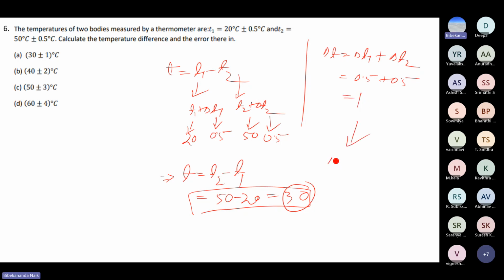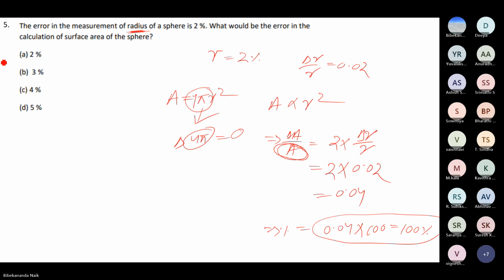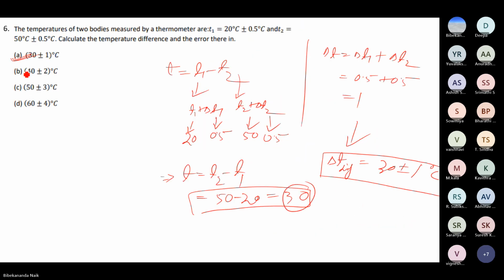So the temperature difference will be 30 plus minus 1, and the unit is always important. So it will be 30 plus minus 1 degree Celsius. So this option A is the correct answer. Sorry, here it is. So the correct answer is over here. The correct answer is 30 plus minus 1 degree Celsius.